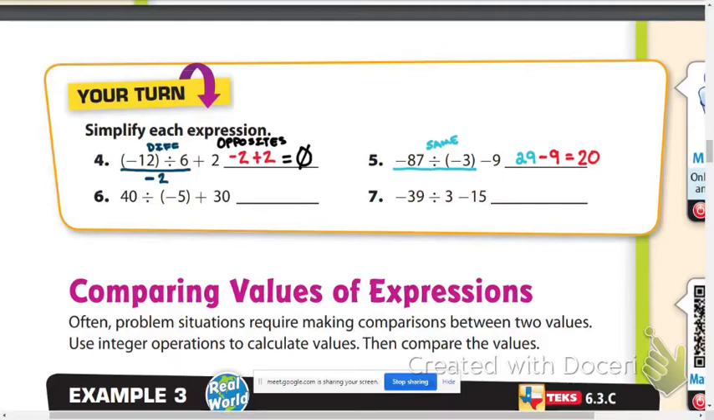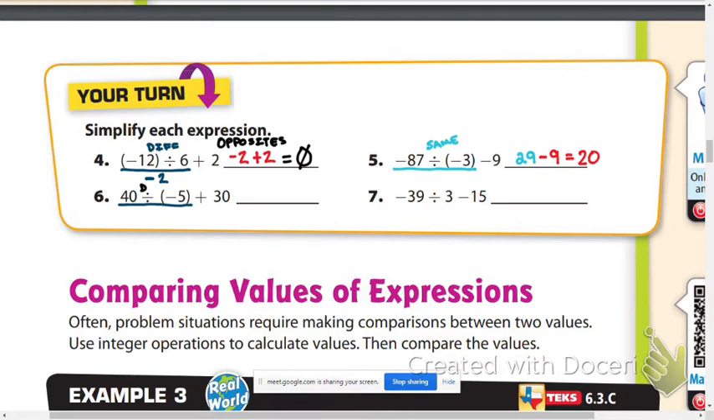Okay. So the first thing I want to do, number 6, is what? Multiply or divide. But we don't have multiplication, so we want to do the division then. So we have 40 divided by negative 5.